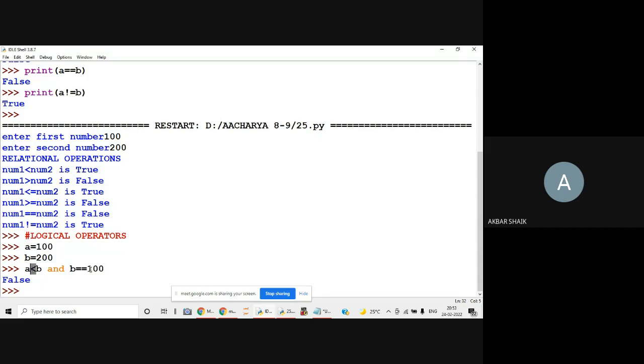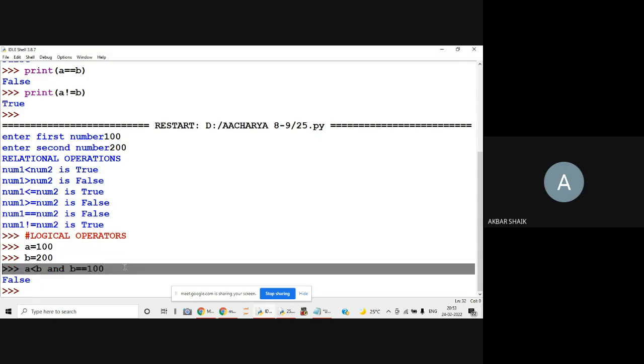True and false. So true and false is obviously false. So that's why the result is false.